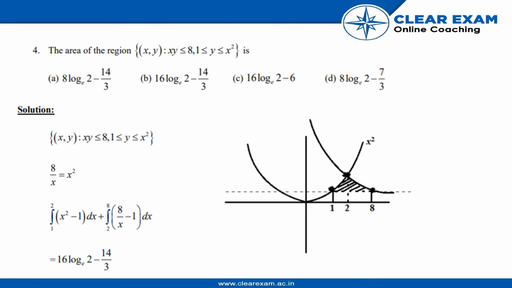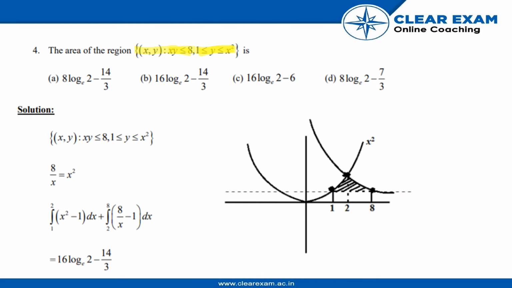So in this question, it is given that the area of the region (x, y) such that xy is less than or equal to 8 and 1 is less than or equal to y is less than or equal to x square. So here two conditions are given. First we have to make a graph and we have to find the area of the region.